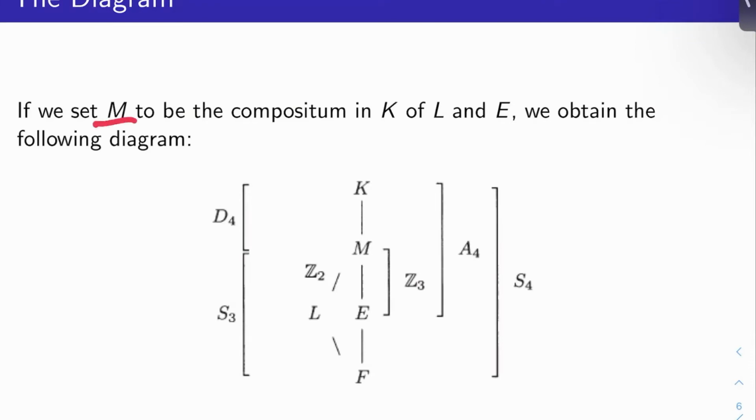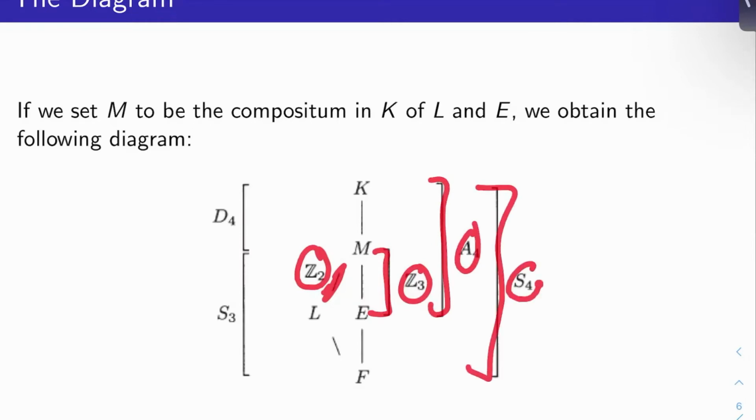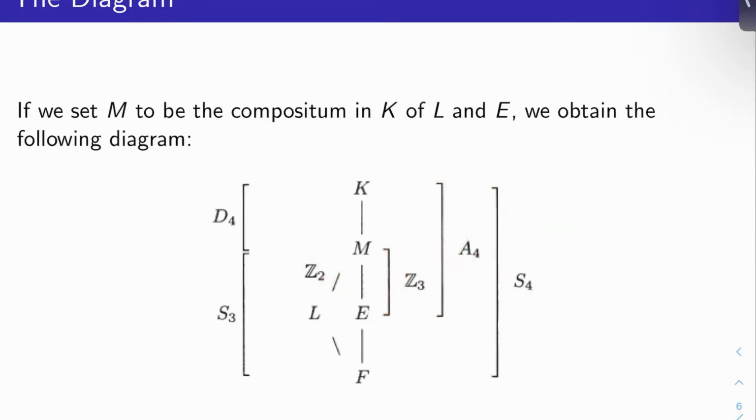Set M to be the compositum in K of L and E, so the smallest field containing L and E in K. And you get the following diagram. You have F in E and M in K. M is the compositum of these guys. This Galois group is Z2. This Galois group is Z3. This Galois group is A4. This Galois group is S4. And then you'll have to work this part out, but this Galois group here is just D4, and this Galois group here is just S3. Okay, that's just a bunch of group theory and Galois theory.